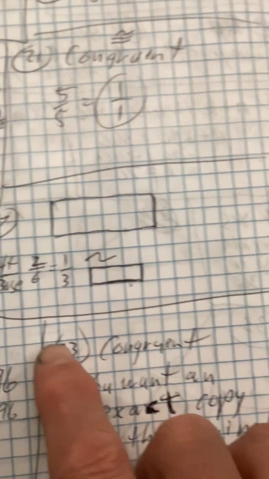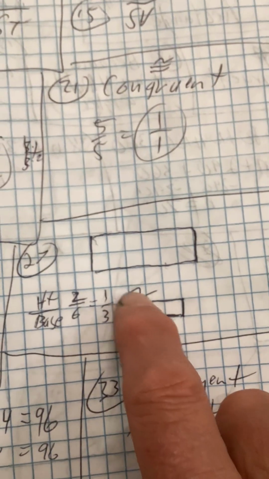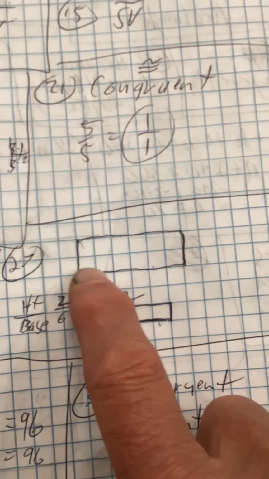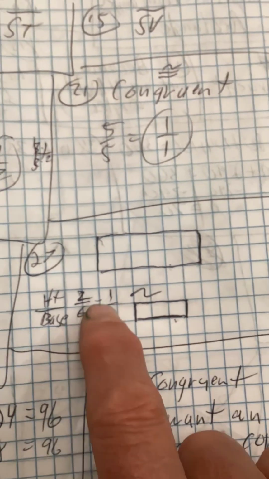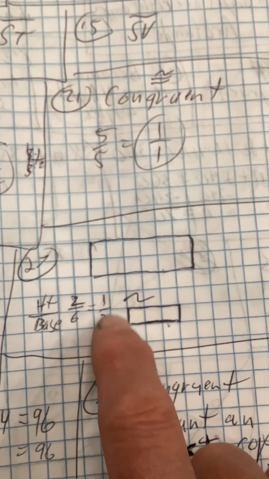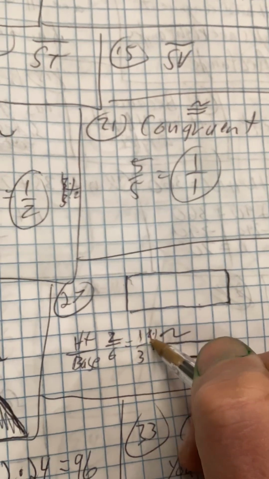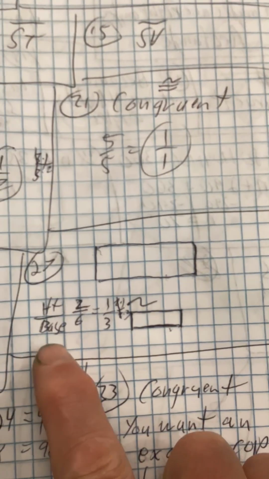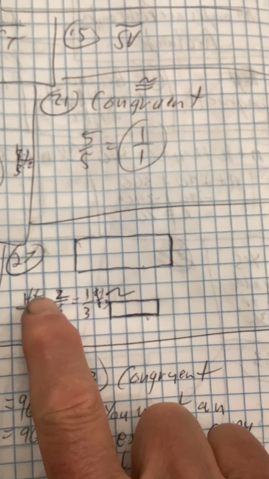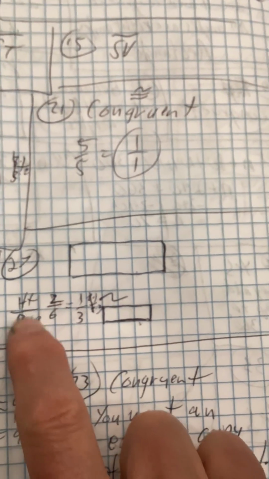Number 27, so this one's 2 by 6, so I drew 1/2 the size. As far as the lengths go, this is 1 by 3. I went height over base, that's 2 over 6, which reduces to 1/3, because that's 2 times 1 and that's 2 times 3, so the 2's cancel. So when you write it, you want to decide, what am I putting on top and bottom? So here I put height over base.